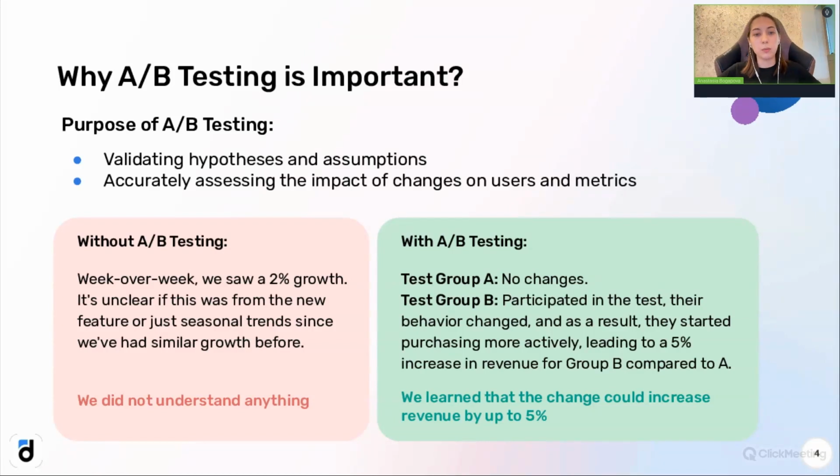Imagine without A/B testing, a 2% increase could be from anything, like seasonal trends or market shifts. I guess you met these situations. With A/B testing, if we see some 5% increase in the test group, we can confidently say that it's because of the new feature we rolled out. Of course, if we set up our experiment correctly, it's important too.